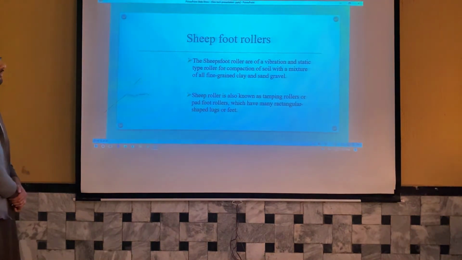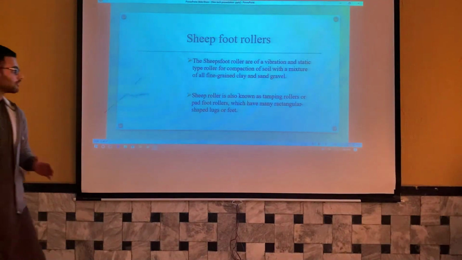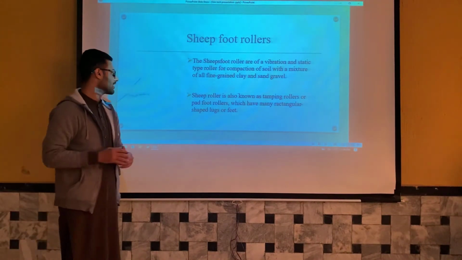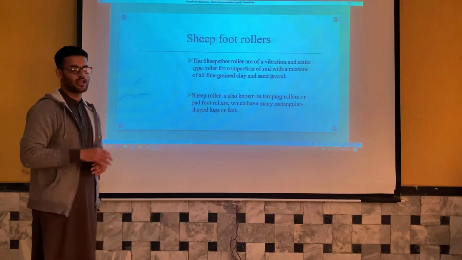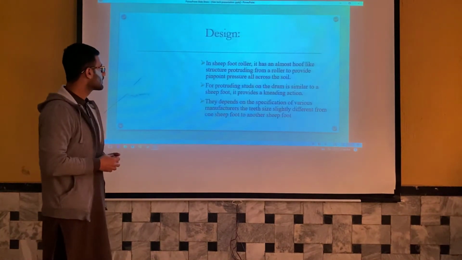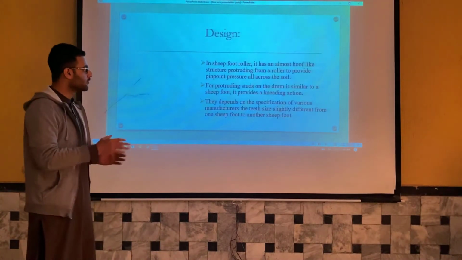The type I will discuss is sheep foot rollers. The sheep foot roller is a vibratory and static type of roller which we use with both fine-grained and granular soil. The sheep foot roller is also known as a tamping roller. They have rectangular shaped lugs or feet. A sheep foot roller has an almost roof-like structure.